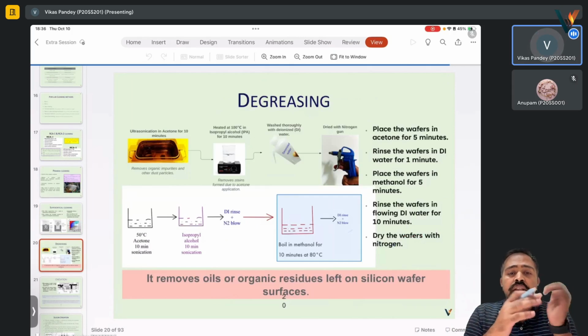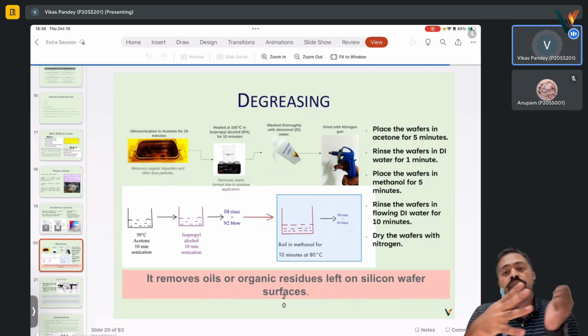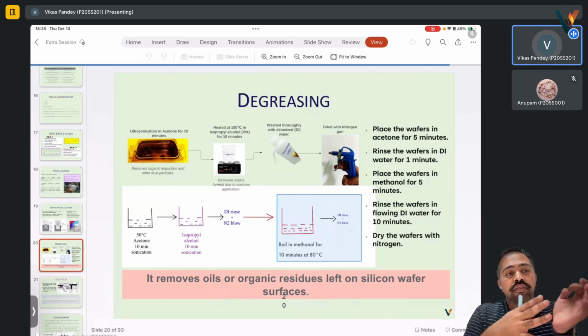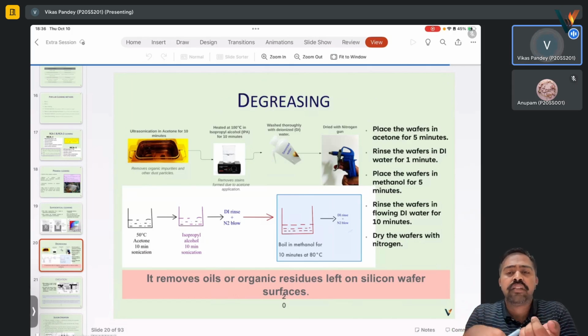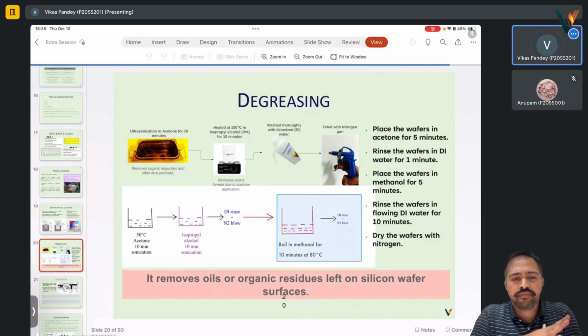And one of the common methods that is used in between is degreasing. When we are in between some processes and we have seen some contamination, like oil or organic residue, left on the silicon wafer surfaces, in that case degreasing is done. There are different methods. People use different combinations. Generally, a combination of acetone, isopropyl alcohol, methanol, and TCE, trichloroethylene, is used. It's generally done in the sequence of higher volatility to lower volatility, like acetone having high volatility followed by methanol followed by isopropyl alcohol. Some people do it the opposite, but these are the chemicals that are used in different sequences to clean the wafers.